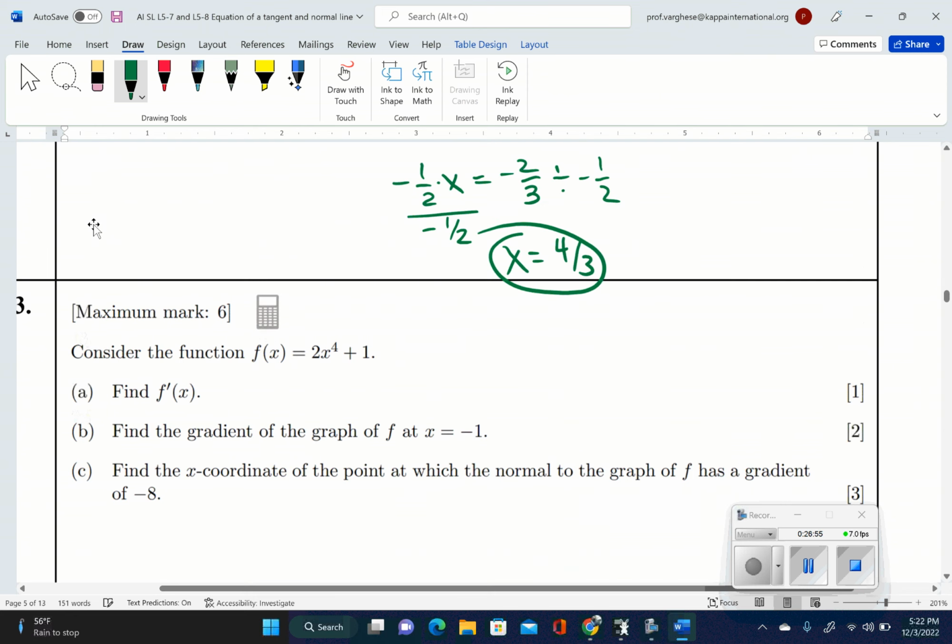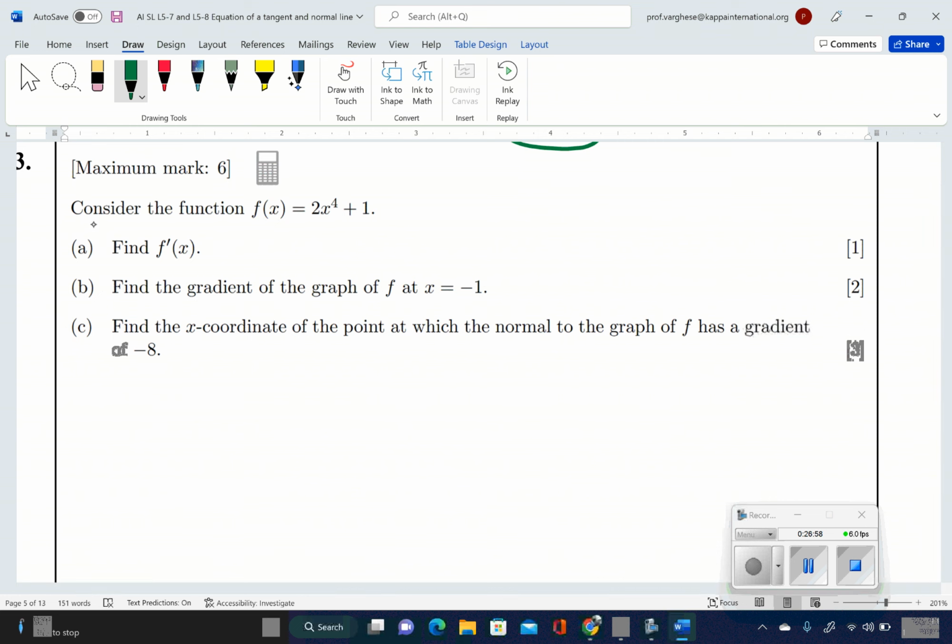All right, 2 questions done. First step here, find the derivative. This should be automatic. 4 times 2 is 8x to the third. This is a constant, so that just goes away. Find the gradient of the graph at x equals negative 1. I just found the derivative, so I'm going to plug negative 1 in for x. So I have 8 times negative 1 to the third power, which is equal to negative 8. This was an easy 3 points.